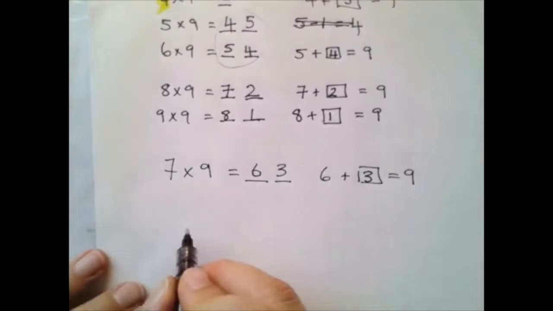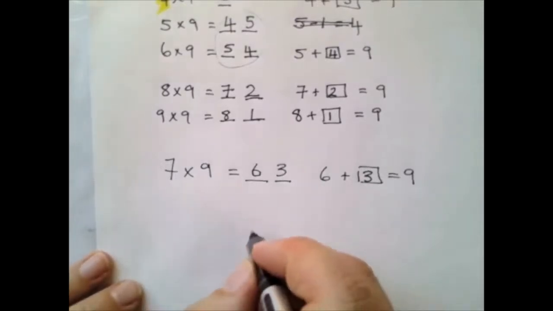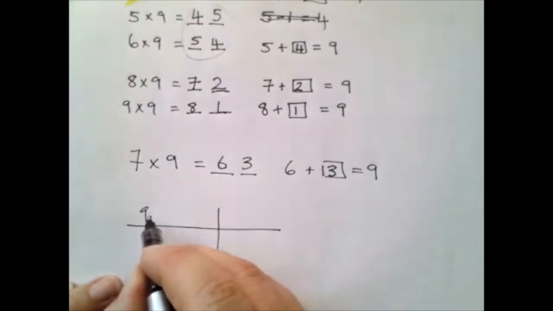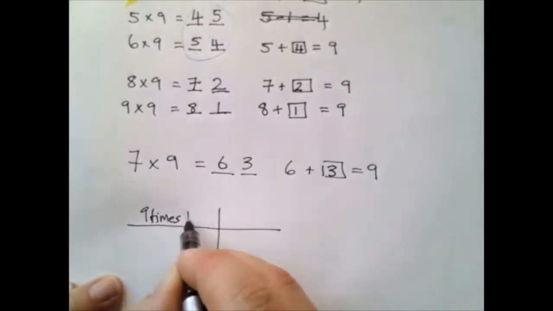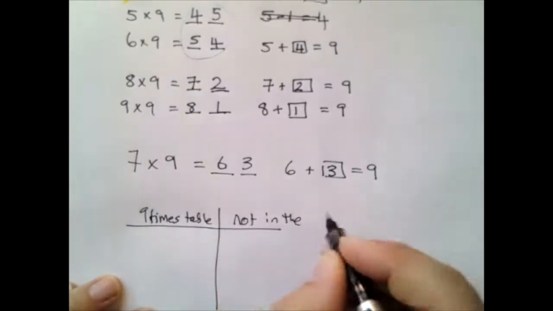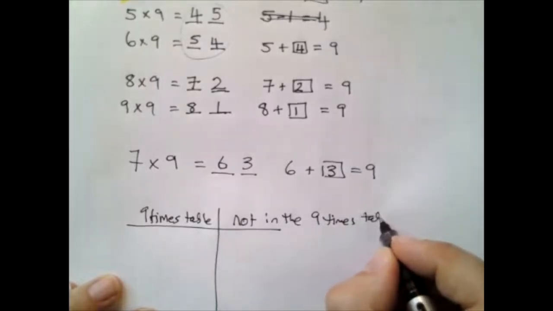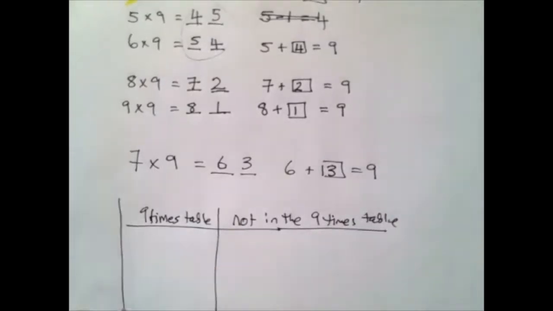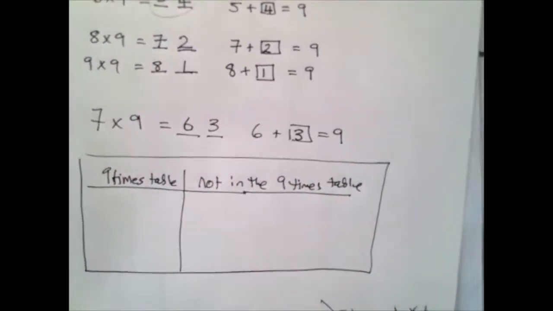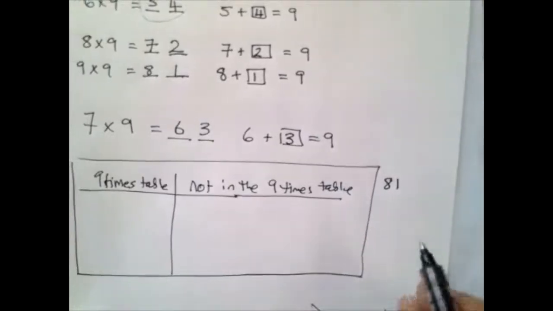I'm just going to give you some numbers in the 9 times table, or not the 9 times table, and I want you to tell me whether they should go into, these are in the 9 times table, and these are not in the 9 times table. Okay, so I've got a box here, and I'm going to put some numbers in the 9 times table and not in the 9 times table. So if I put, I'm thinking about 81.